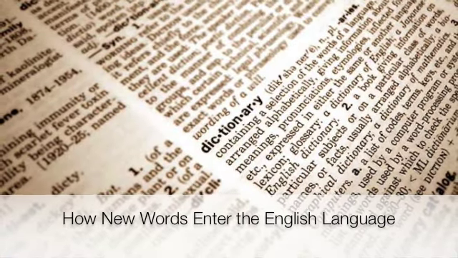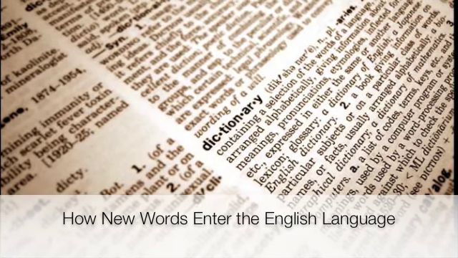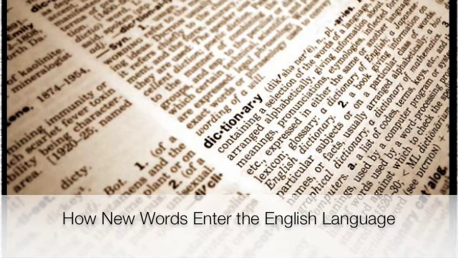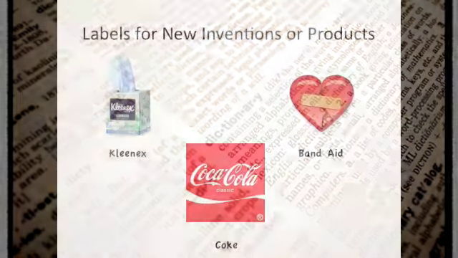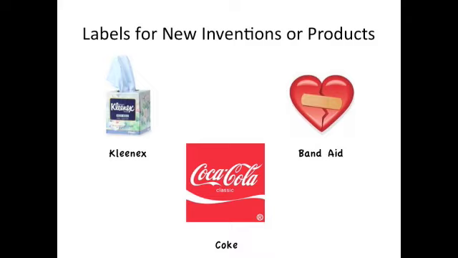Once we understand the different parts that make up words, it's important to investigate how new words enter the English language. Many new words are created when people give labels to new inventions or products. Most of these words start as proper nouns and then become common nouns. For example, Kleenex now applies to almost any brand of facial tissue, and Band-Aid applies to personal bandages. To a lesser extent, many people call any type of soft drink a Coke.